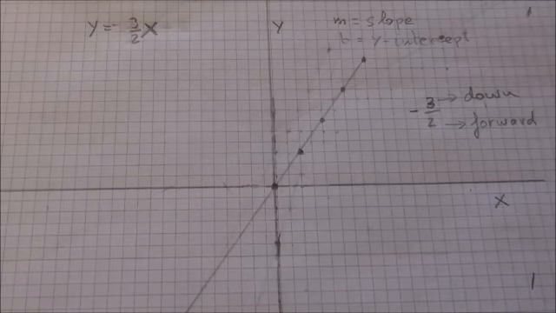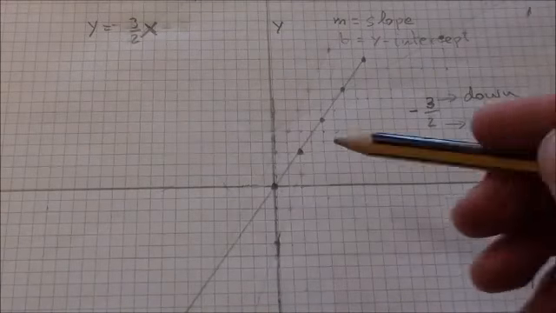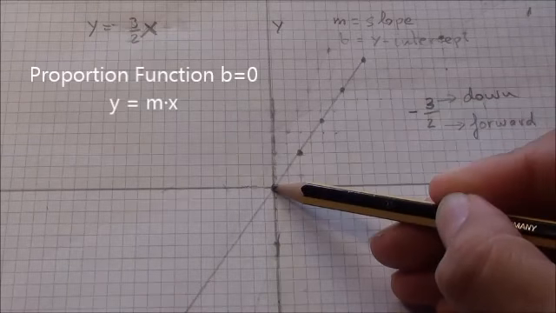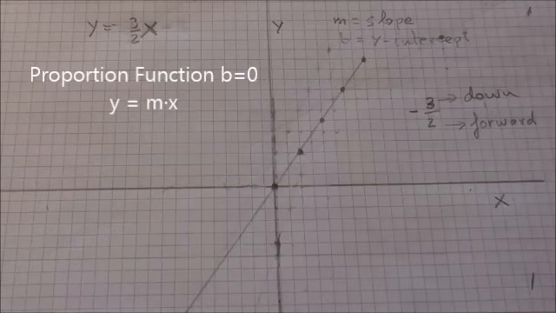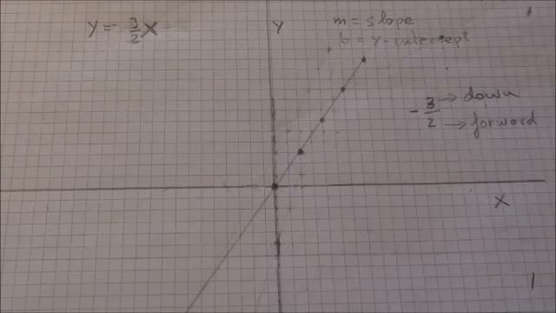This is a proportion function. Proportion functions are those going through the origin. Okay, so that's how we graph linear functions. Easy, wasn't it?